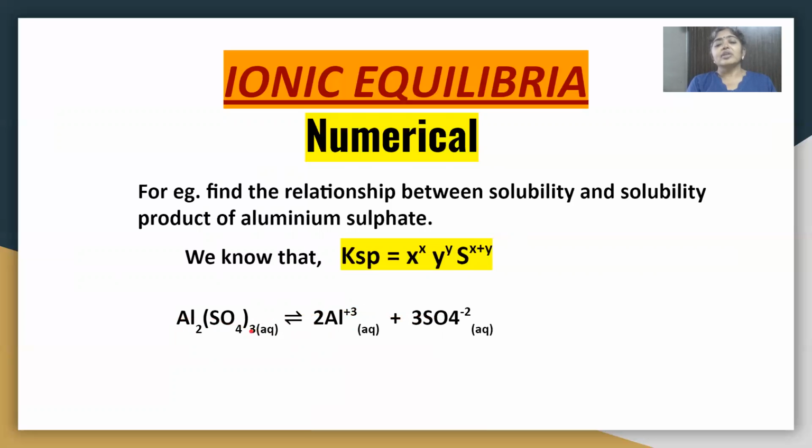Al will get this 3. So Al gets plus 3. Metal will always be positive. And sulfate will get this 2. Sulfate will form the negative radical, so it will be sulfate with minus 2 charge. Okay, SO4 with minus 2 charge.